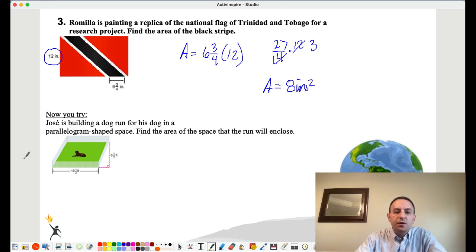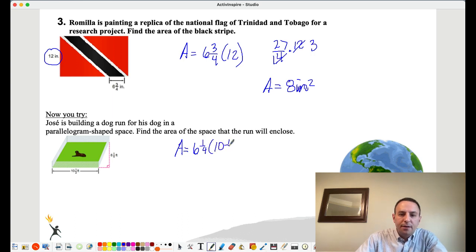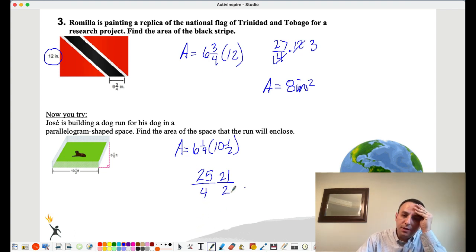All right, you guys figure out, if Jose's building that dog run for his dog, a parallelogram, find the area of that space the run will enclose, and I'll give you a few moments to work it out. Pause the video and see what you come up with. So I got 6 1/4 times 10 1/2. So I went ahead and did my conversions. 25 over 4 times 21 over 2. Sadly, I can't cross reduce anything.